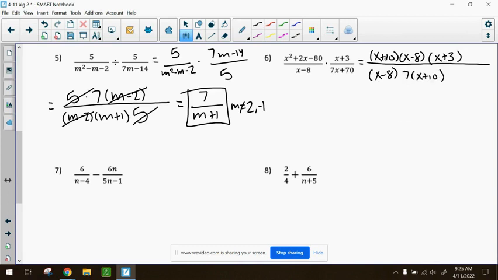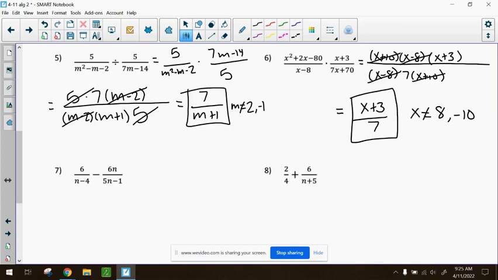We now can cancel all that we can. X plus 10s go away. X minus 8s go away. So my answer is x plus 3 over 7. Including our restrictions, x cannot be equal to positive 8 or negative 10. Again, that 7 does not give me a restriction.